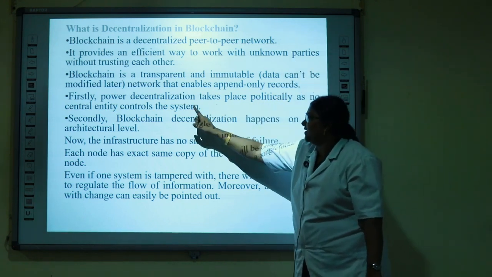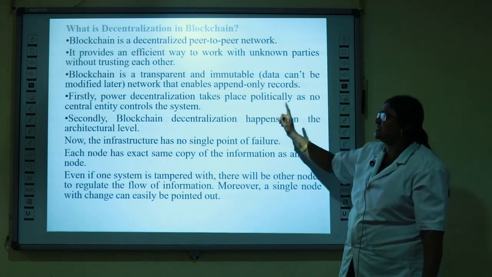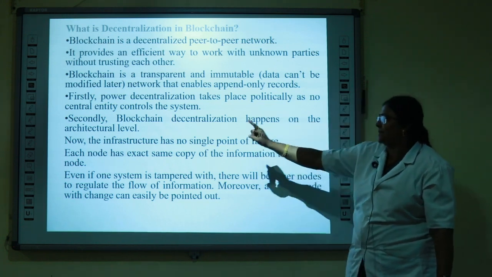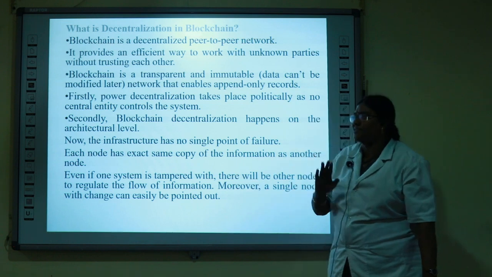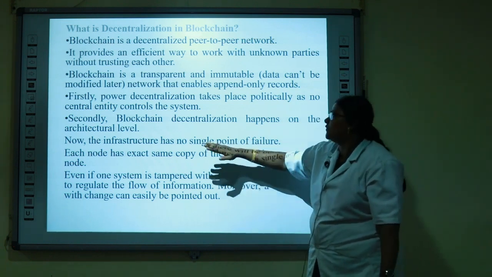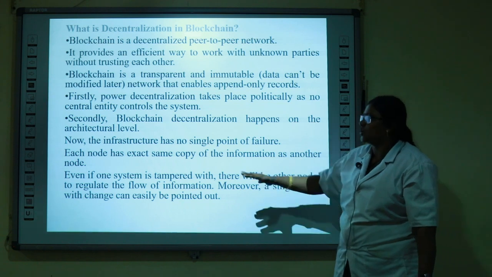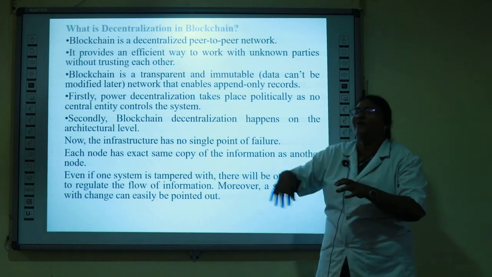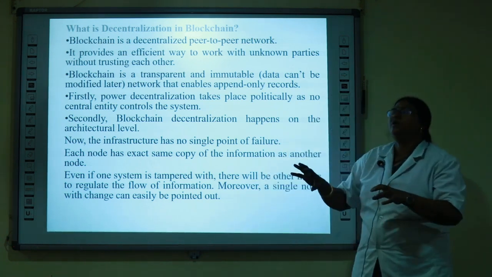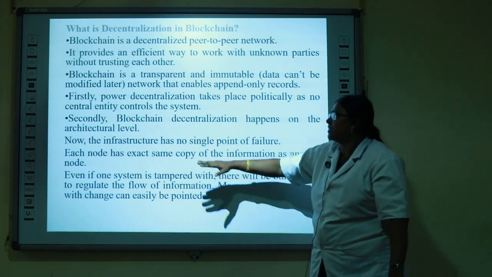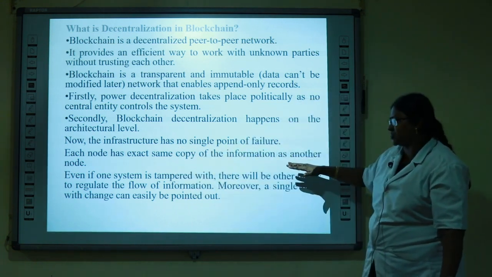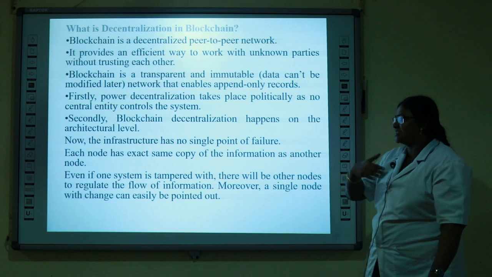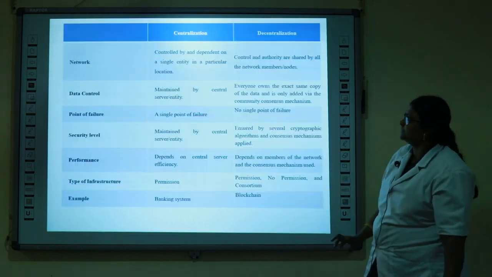The first one is that power has no central control authority. The second is that it also happens at the architecture level. Our infrastructure has no single point of failure. So if I am connected with 5 nodes, each of the 5 nodes has a copy of all the nodes. So no failure is going to take place. And then we can make an exact copy of the information on another node. So if one system fails, there is no problem. We can share the information and use it.